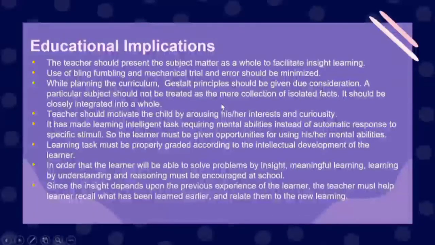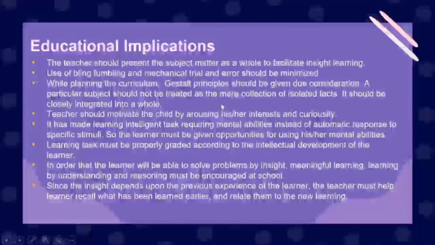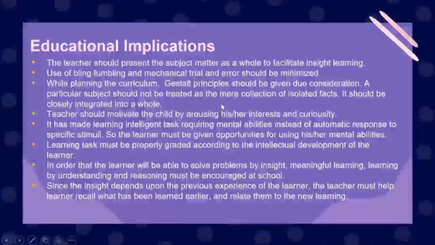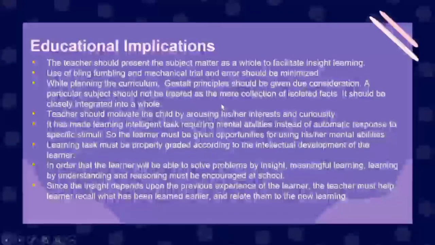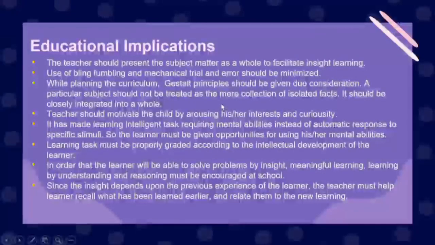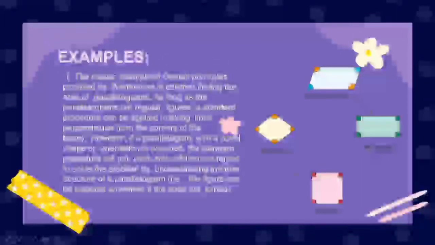Since the insight depends upon the previous experience of the learner, the teacher must help the learner recall what has been learned earlier and relate it to the new learning. Take note, assimilation and accommodation are used here. The previous experience of the student helps, and their understanding can be used to relate to the new learning. So those are the 9 educational implications. Moving on to the examples. Next. There are 2 examples.